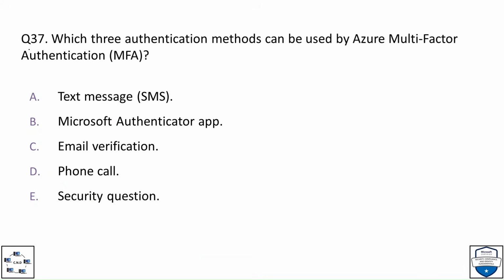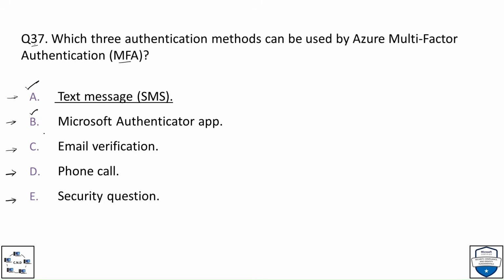Question number 37. Which three authentication methods can be used by Azure Multi-Factor Authentication, MFA? Option A, text message SMS. Option B, Microsoft Authenticator app. Option C, email verification. Option D, phone call. And option E, security question. So we have to choose three options, and the correct options are option A, SMS or text message.